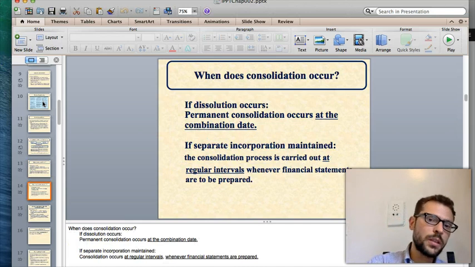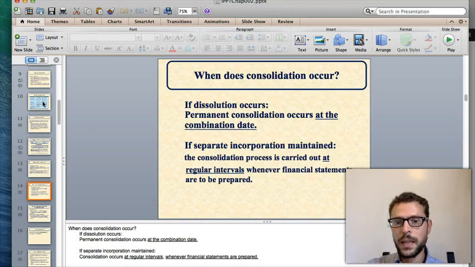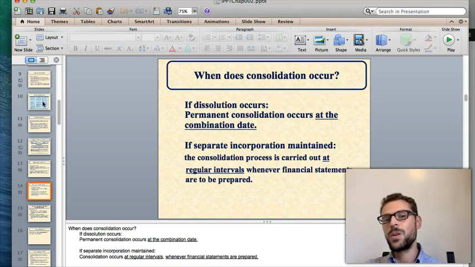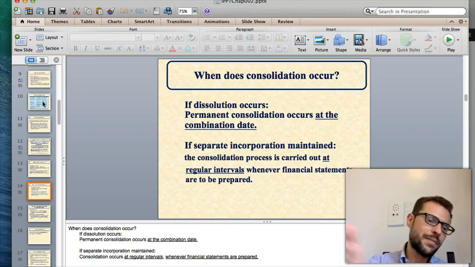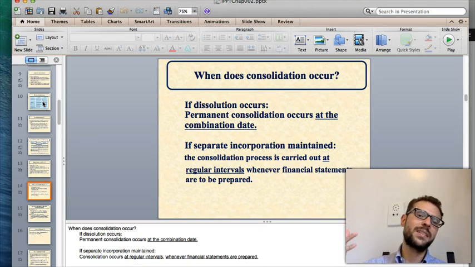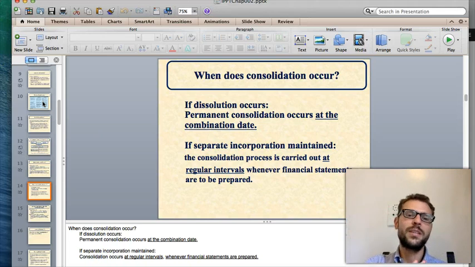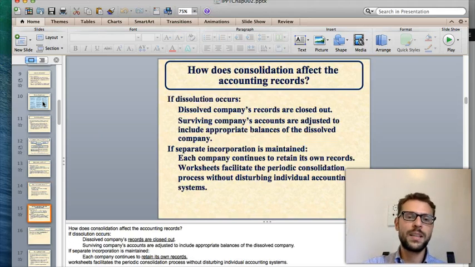If there's dissolution, permanent consolidation occurs once, on the combination date. If separate incorporation is maintained, the consolidation process is carried out at regular intervals, whenever financial statements are to be prepared. So it basically happens every year that they have to reconsolidate, as opposed to dissolution, where it just happens once on the combination date, and that's it.